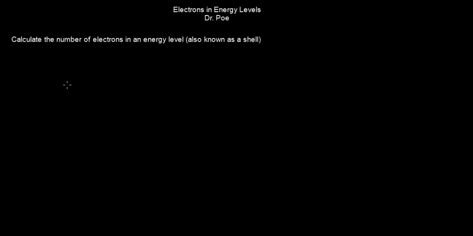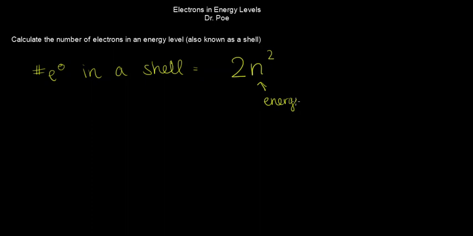Okay, and the formula that we're going to absolutely know for this is the number of electrons in a shell or energy level equals 2n squared, where that n is the energy level, and which is always going to be a number. Okay, so let's practice.